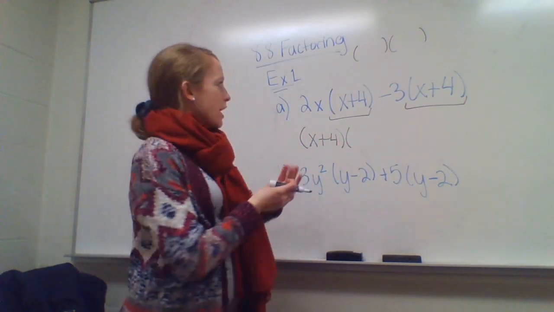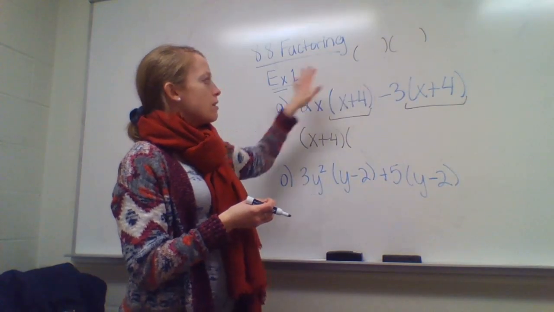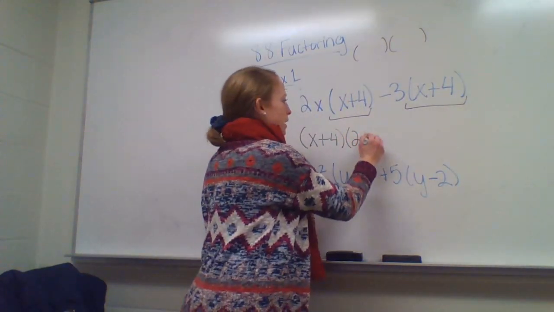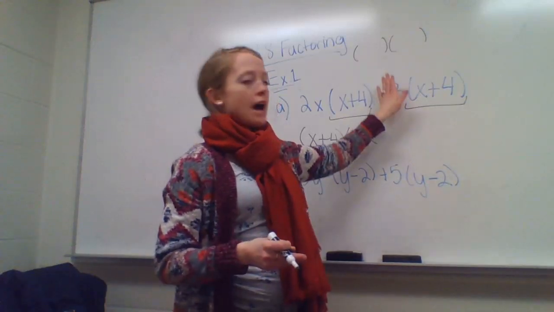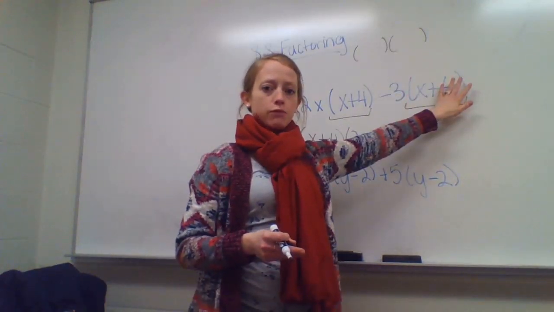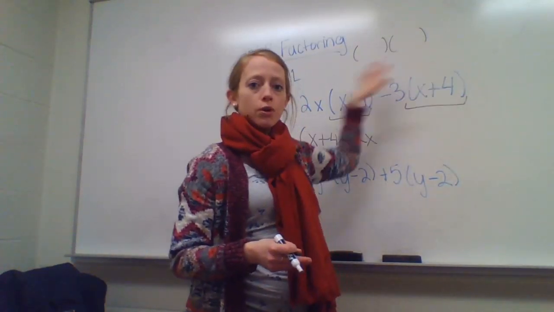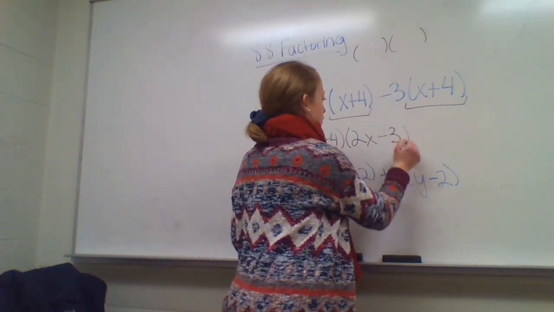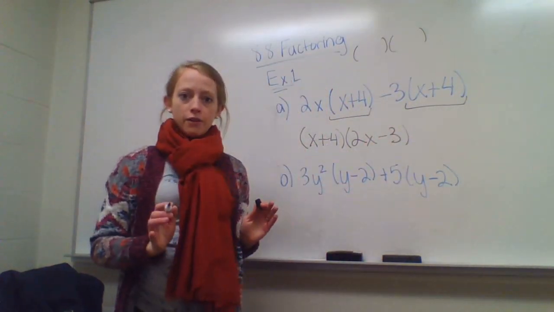So imagine that the x plus 4 went away. In this first term, or this first set, you would have 2x. And then in the second term, you would have a minus 3 if the x plus 4 went away. So cover up the x plus 4s after you factor them out, and then rewrite what is left. And then that's all for that one.